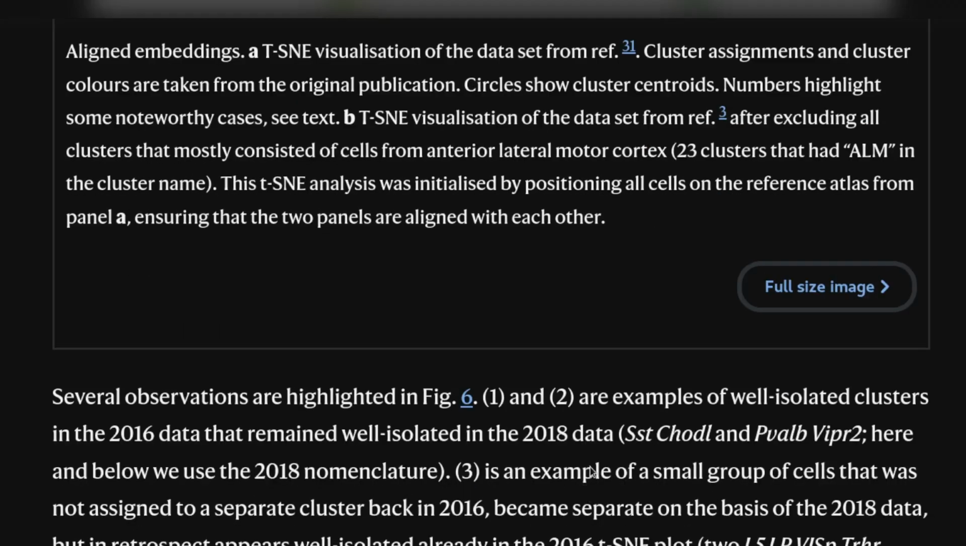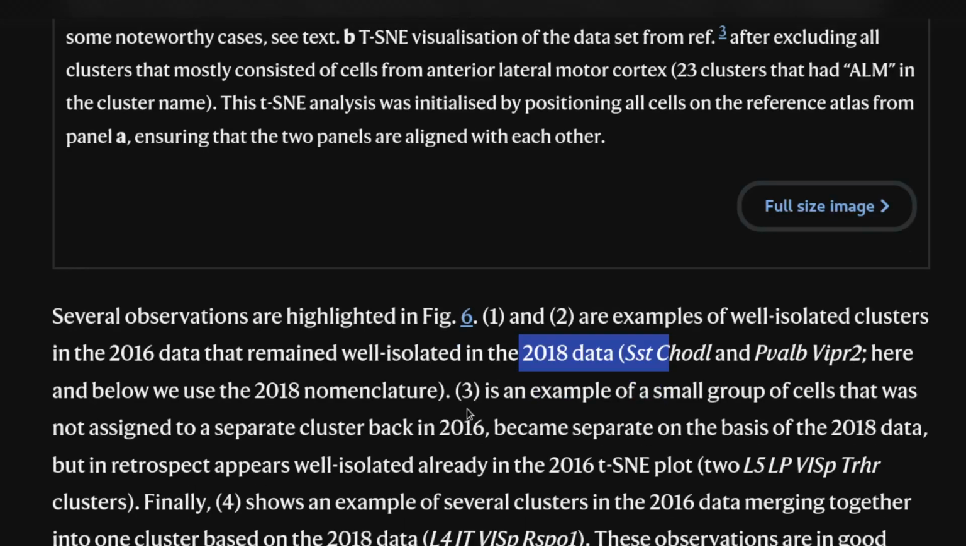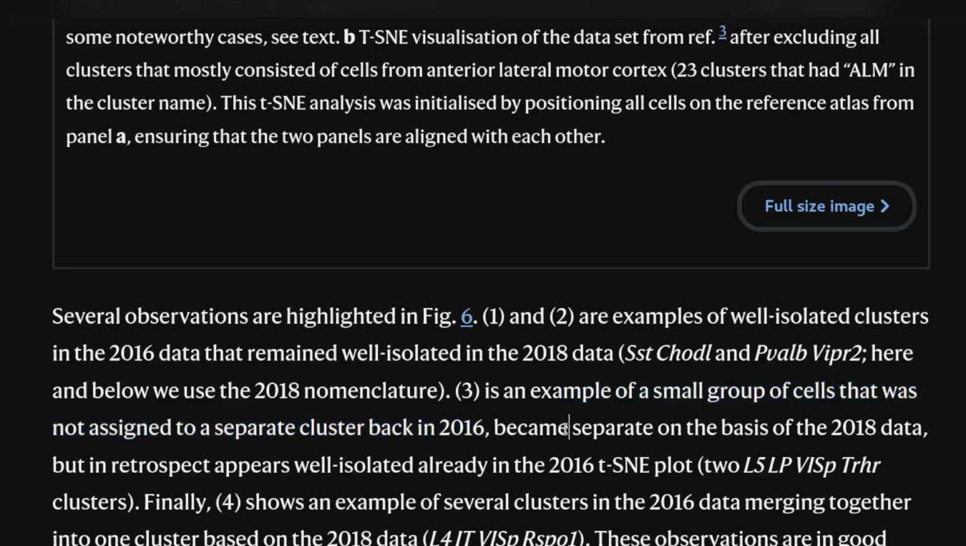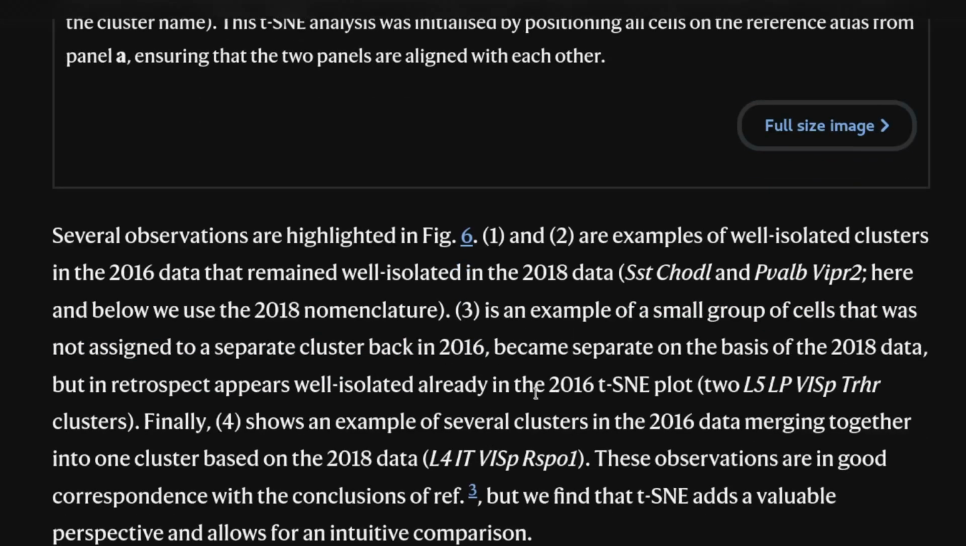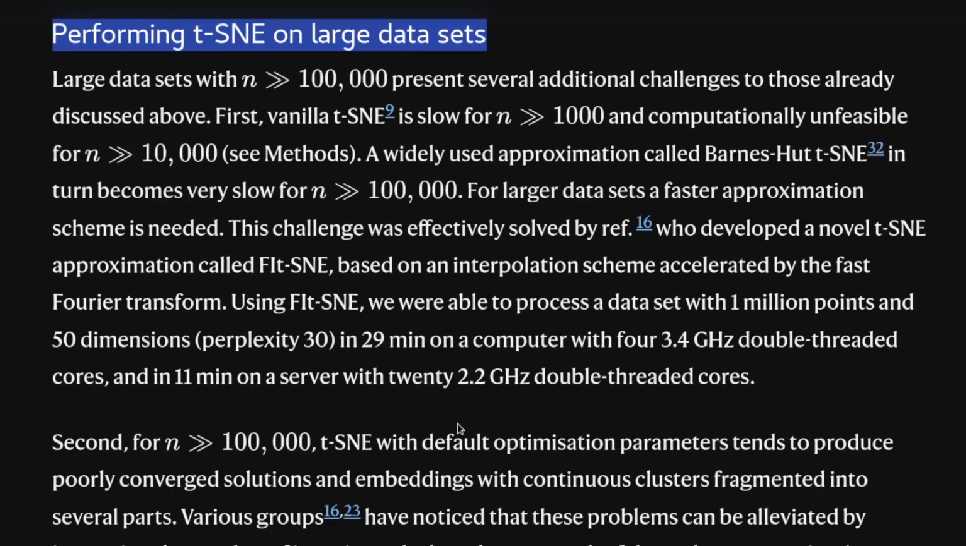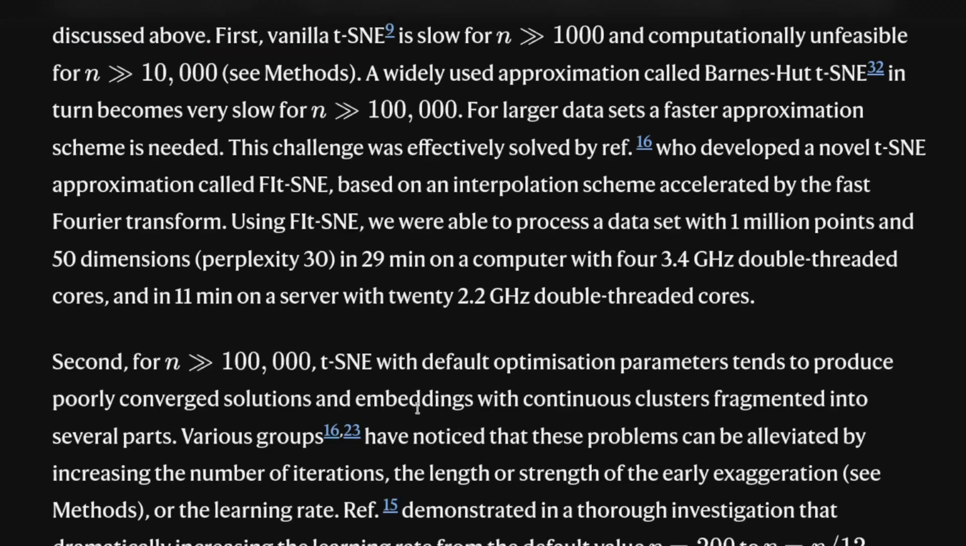These observations are in good correspondence with the conclusions of Ref 3, but we find that t-SNE adds a valuable perspective and allows for an intuitive comparison. Performing t-SNE on large datasets. Large datasets present several additional challenges to those already discussed above. First, vanilla t-SNE 9 is slow and computationally unfeasible for large sample sizes, see methods. A widely used approximation called Barnes-Hut t-SNE 32 in turn becomes very slow for larger datasets, so a faster approximation scheme is needed.